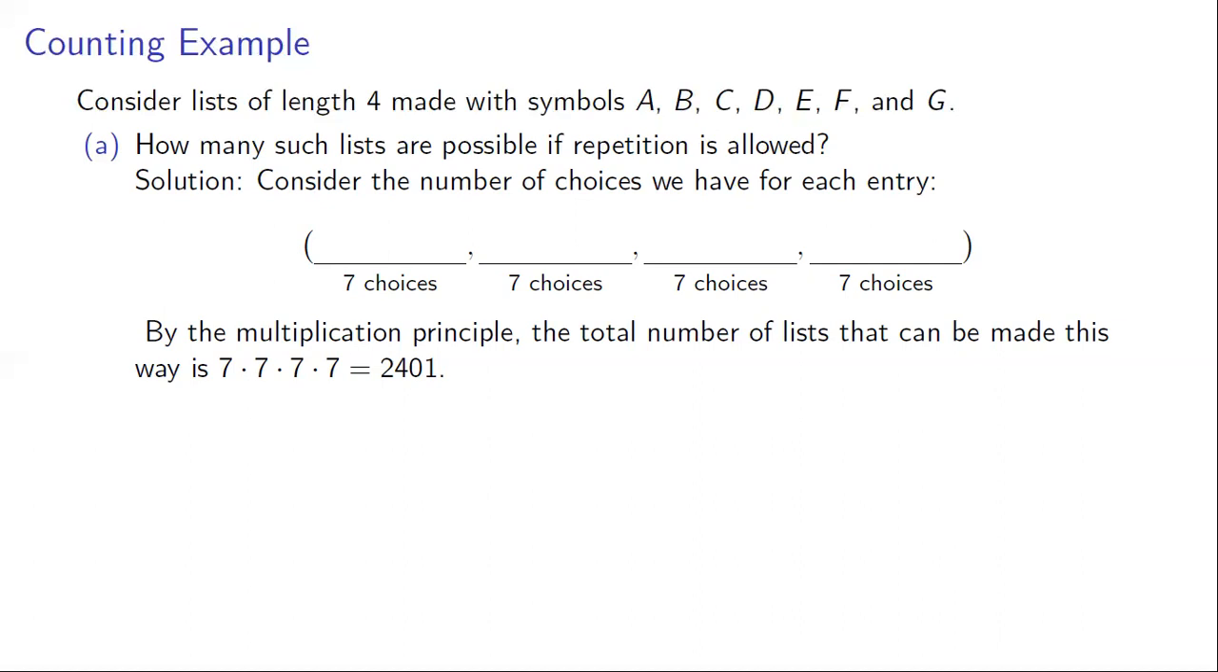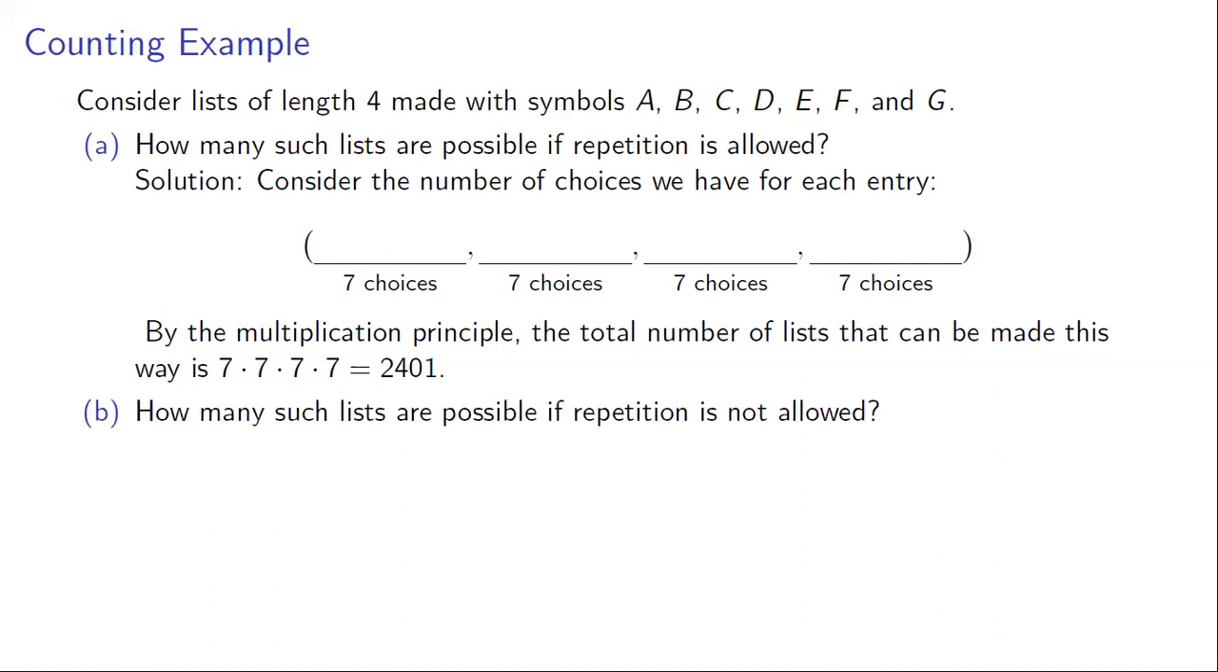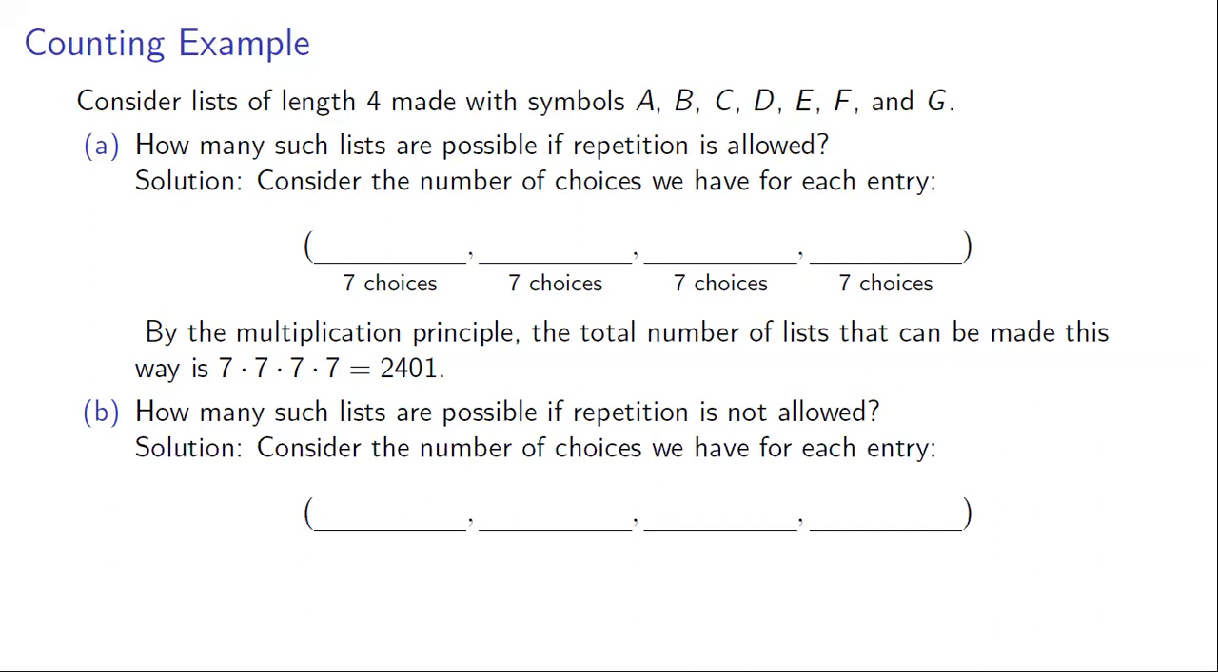That was fairly straightforward. Part B, how many such lists are possible if repetition is not allowed? So once again, we consider the number of choices that we have for each entry. So the first entry on the left, how many choices? We have 7. It could be A, B, C, D, E, F, or G. Now, how many choices do we have for the next entry? Well, whatever we used in the first entry, we don't know what it is, but whatever we used, we cannot repeat it. So we only have 6 choices for the second entry.